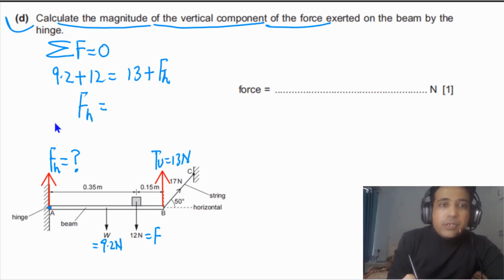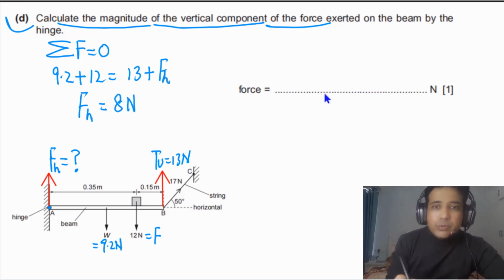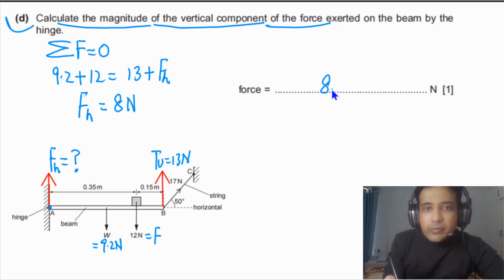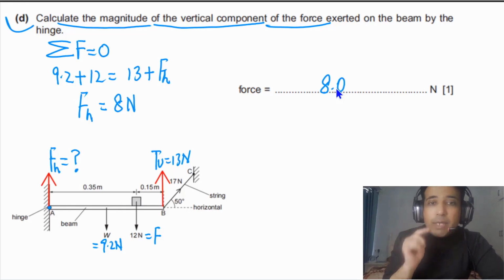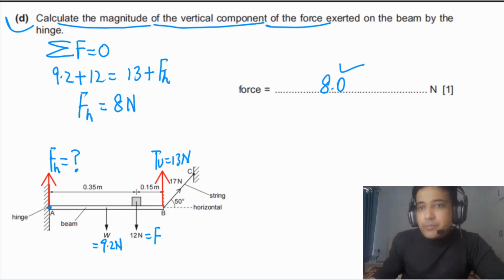So we need to find the value of Fh. Fh in this case will be equal to 8 newtons. And so this is the value of the hinge force. So our final answer we can write down is 8.1 newtons. It's better to use 2 SF because in the raw data we have 2 SF. So this is our final answer. This question has only 1 mark, and that is the answer mark. If you have got the right answer, you will get 1.